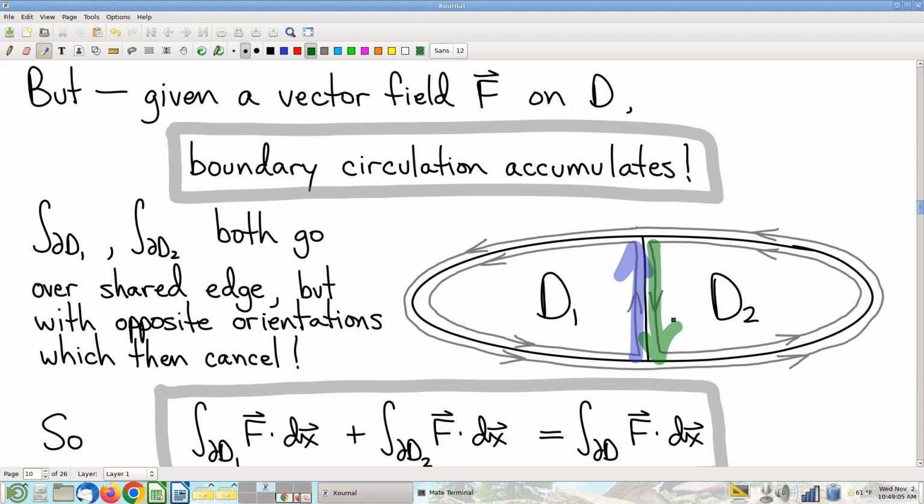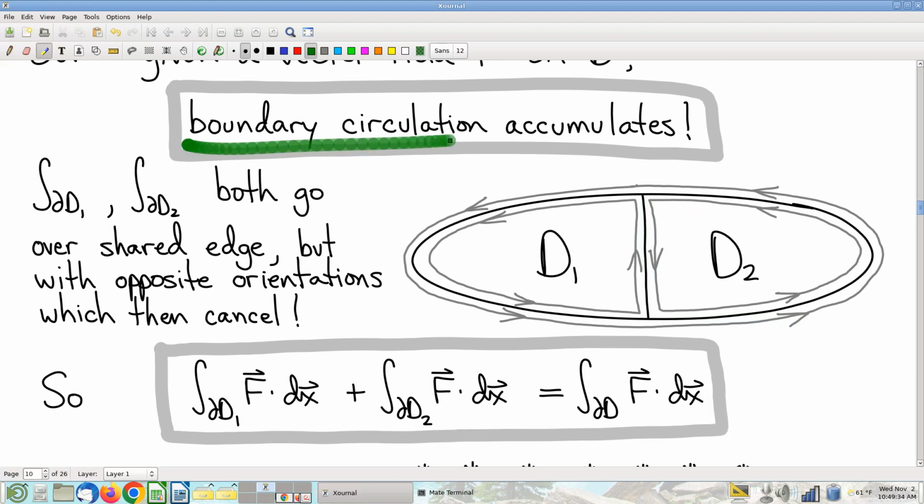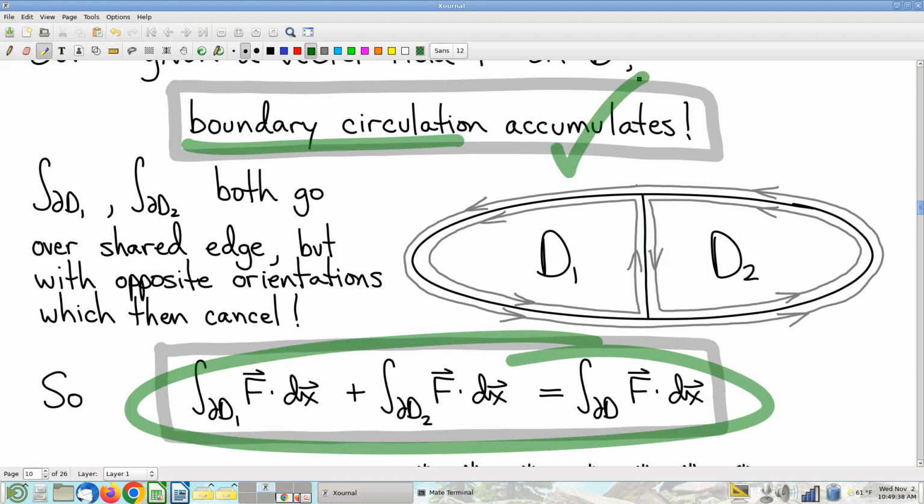But going opposite directions each time. And so this dark blue vector line integral and this dark green vector line integral have exactly the same but opposite values. They're exact negatives of each other, per chapter 5 discussions, section 6.1 discussions. And so those cancel each other. And so, indeed, boundary circulation accumulates. This quantity, kind of a weird thing to think about, but this quantity on the whole is indeed equal to this quantity on the left piece plus this quantity on the right piece. Just like mass. Does that make sense to everybody? Okay. All right.